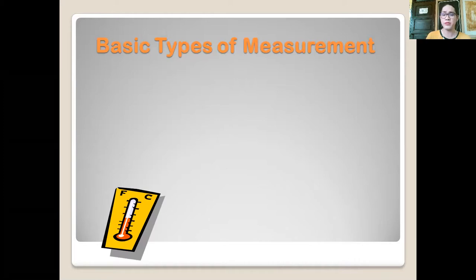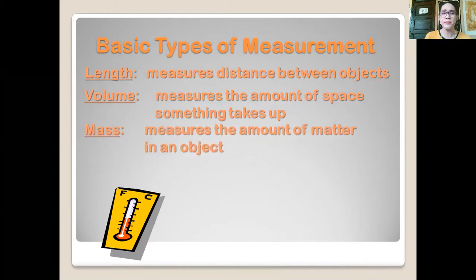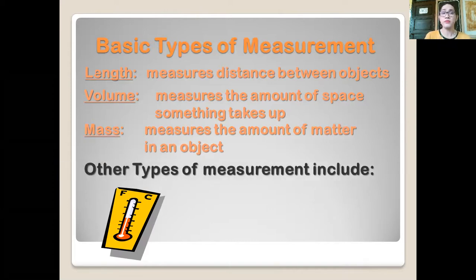There are basic types of measurement that we need to know. The first is length, which measures the distance between objects. Next is volume, which measures the amount of space something takes up. Next is mass, which measures the amount of matter in an object. These are the basic types of measurement: length, volume, and mass. There are also other types, including time, temperature, density, and pH.